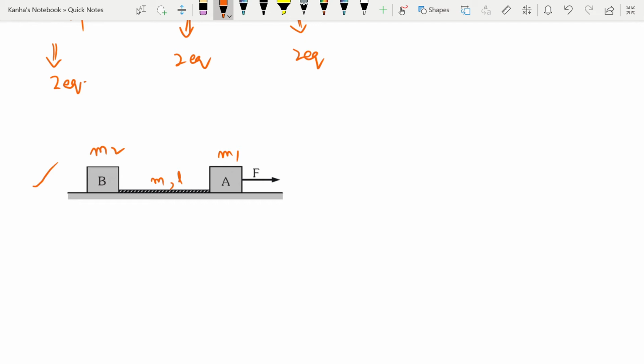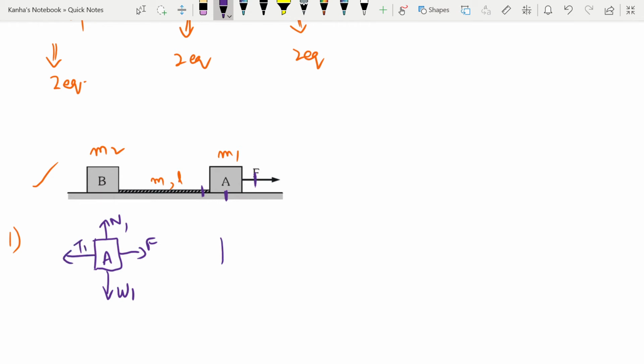For A, let me draw it for A. I'll draw it with another pen so that more clarity is there. Okay, so I have a block A. How many contacts are there, or contact forces? There is one here, and one here. Okay, so I have F, some normal reaction from the ground, N1, and I have a non-contact force W1, and I have a tension force T1 here.